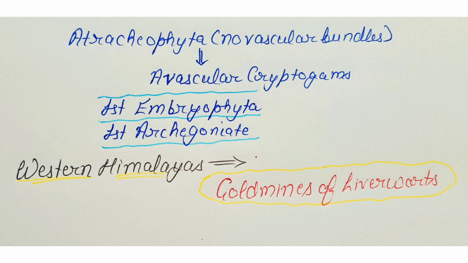Bryophytes are the non-tracheophytes. It means they lack the vascular bundles, so called as avascular cryptogams. It means that vascular bundle lacking non-flowering plants. These are the first embryophyta and the first archegoniate. Archegoniate is referred to the female sex organ which is known as archegonia. And the important point is that the Western Himalayas is known as gold mines of liverworts.